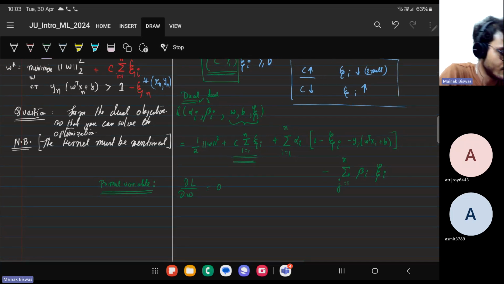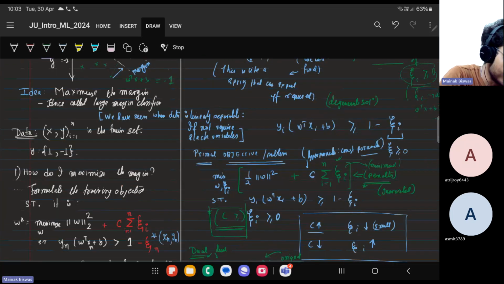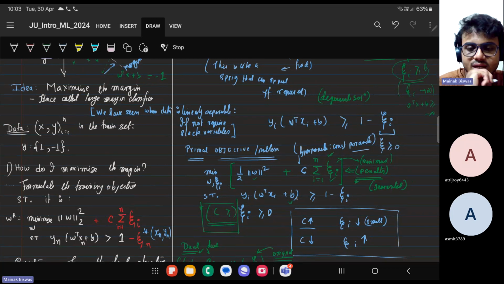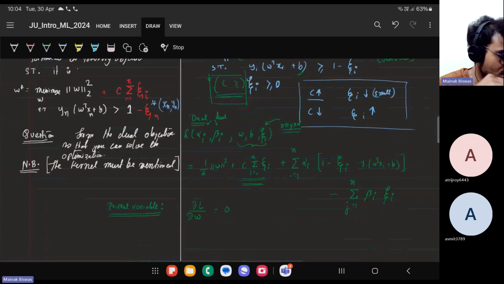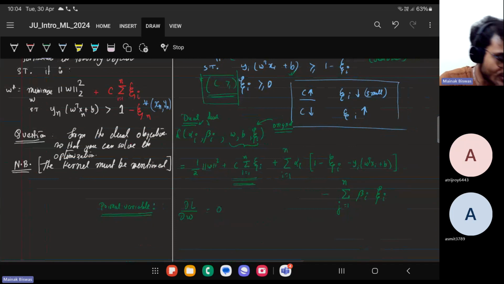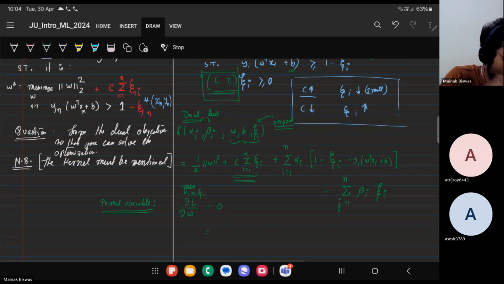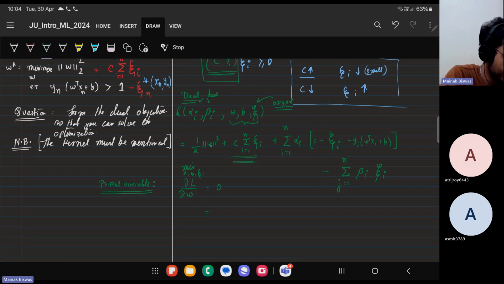What will be dL/dw? Primal are the original variables: originally w is there, xi is there, and b is there. In the Lagrangian I brought in alpha and beta. These are the dual ones. I'll minimize over w, b and xi. So dL/dw, what will it be?